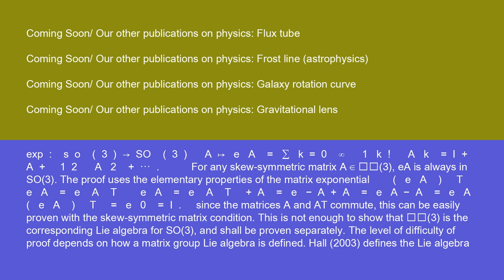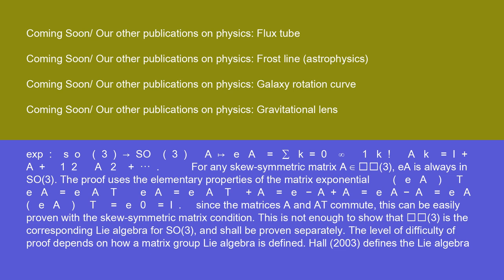For any skew-symmetric matrix A, an element of so(3), e^A is always in SO(3). The proof uses the elementary properties of the matrix exponential. e^A (e^A)^T = e^A e^(A^T) = e^(A+A^T) = e^(A−A) = e^0 = I. Since the matrices A and A^T commute, this can be easily proven with the skew-symmetric matrix condition. This is not enough to show that so(3) is the corresponding Lie algebra for SO(3) and shall be proven separately.